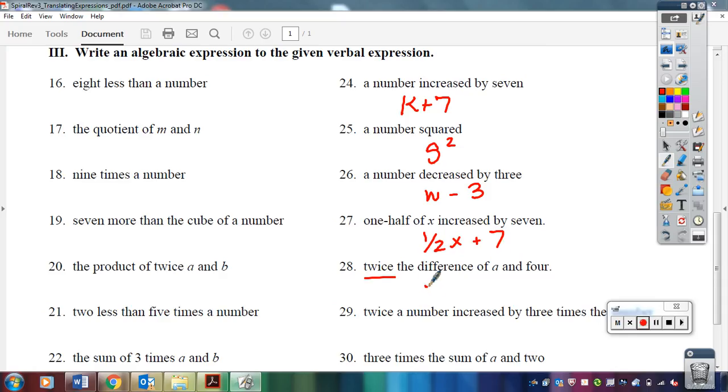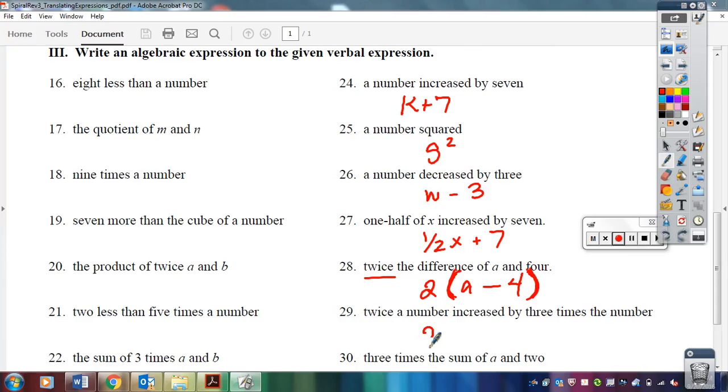28, twice, so 2 times the entire difference. This one we have to do this way because it's twice the entire difference. Double the quantity of the difference of a and 4. So twice the entire difference, not just twice a, twice the entire difference of a and 4. Number 29, let me move this out of the way.